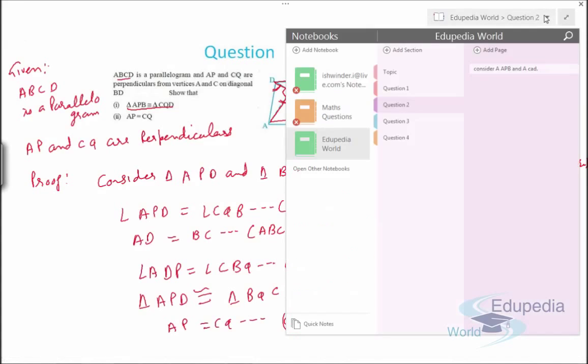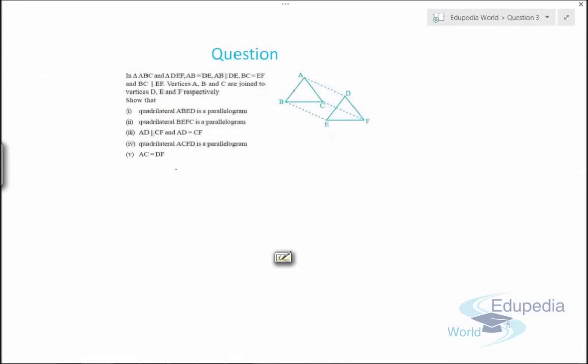So let's discuss the next question of the video, question number 3 now. It's a very interesting question, so you have to watch it very carefully. In this question, it's given that triangle ABC and DEF, AB equals DE and BC equals EF. We need to prove that quadrilateral ABED, like A, B, E and D, is a parallelogram.